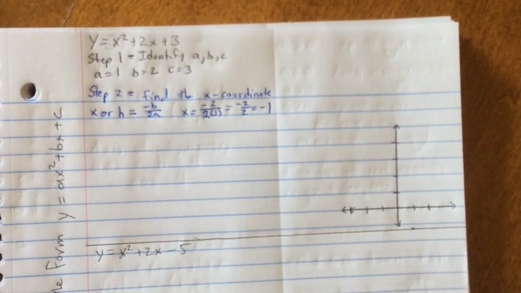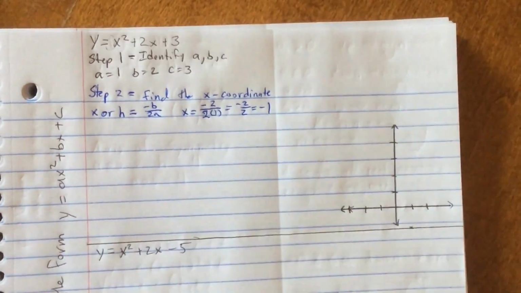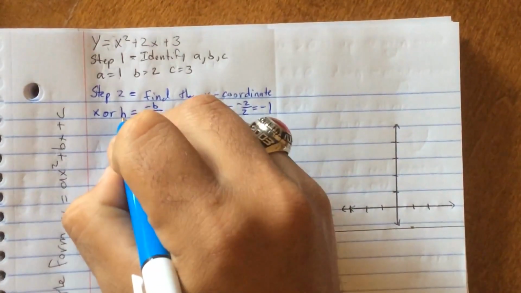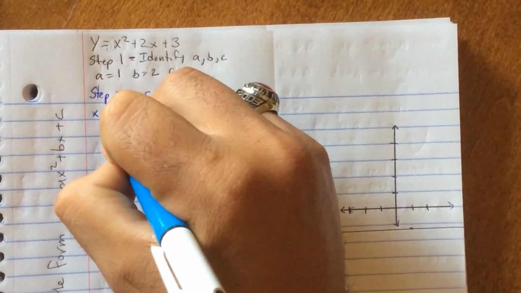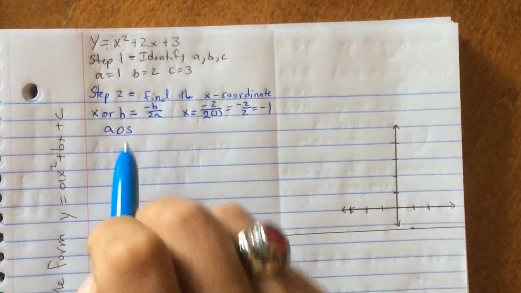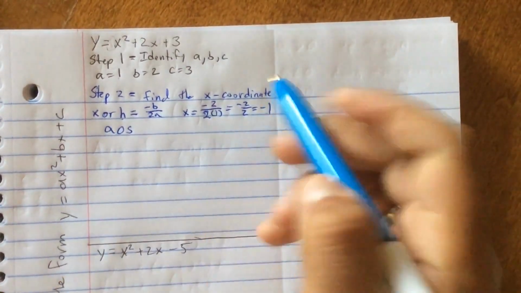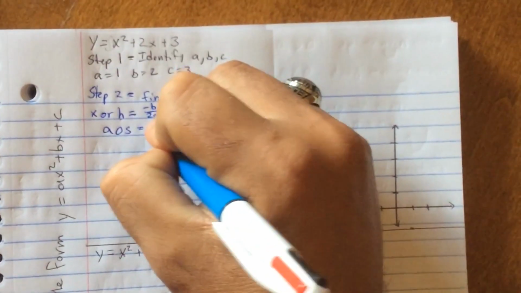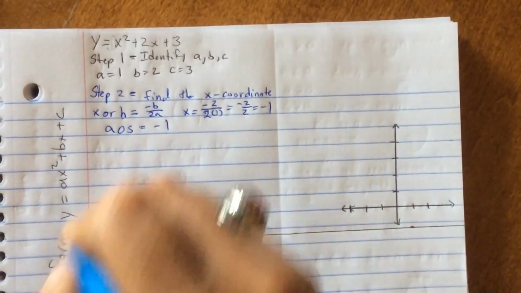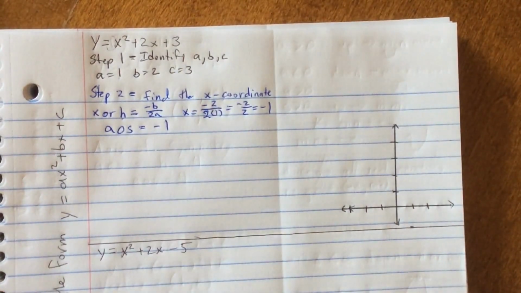So this is also the x coordinate, right? And it's actually also the axis of symmetry, because remember, the axis of symmetry is also our h. So not only is our h going to be equal to negative 1, our axis of symmetry is also going to be equal to negative 1. All right, step 3. Let's go to red.